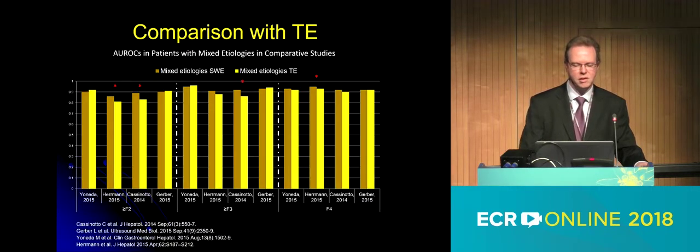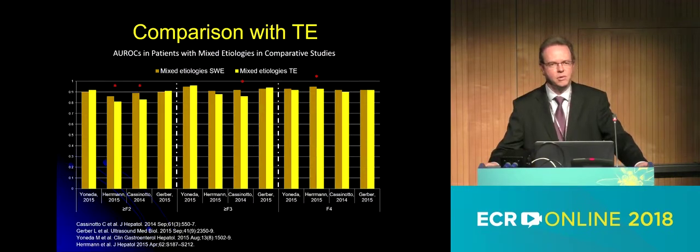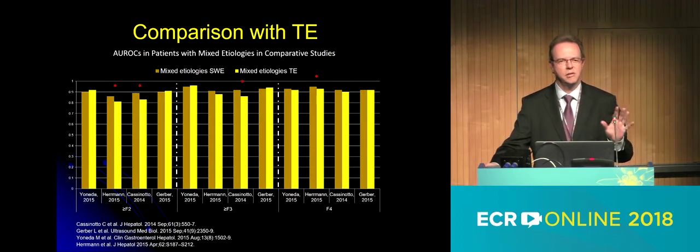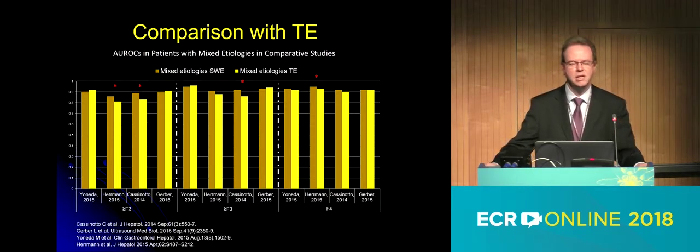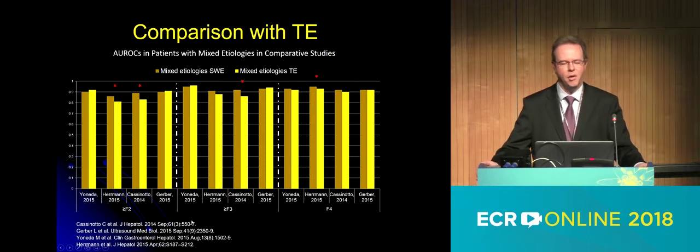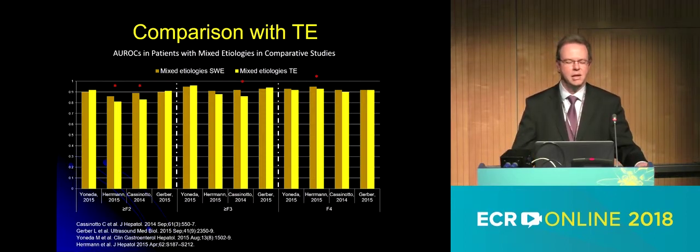Here are also some studies that compared transient elastography with shear wave elastography, not taking into account the etiologies of the chronic liver disease, but mixing them all together. And you can see in these 4 studies that shear wave elastography, which is this one, compared to transient elastography, did at least the same or even significantly better than transient elastography to identify stage greater than F2, greater than F3, or equal to F4, and it's the area under the ROC curve, so the accuracy of the detection.